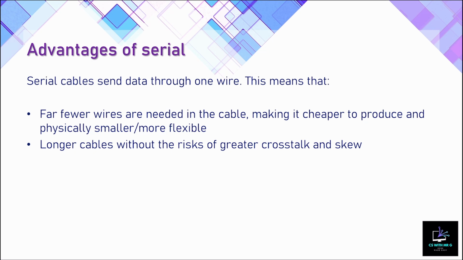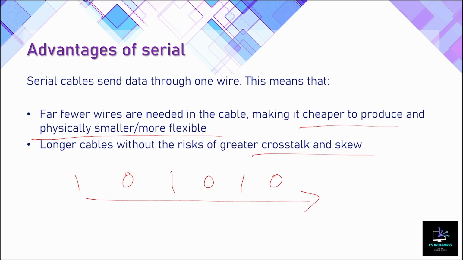So if we combine that with the advantage of only having one wire, making it cheaper to produce, physically smaller and more flexible, it's going to be much better for us as users when we're transferring data. Okay, if we're able to use cables that are cheaper to produce, there's less talk of crosstalk and skew, then it's going to be much better to transfer data using serial data transmission. Remember, if bits are sent sequentially, then they're going to be received in the right order on the other side.